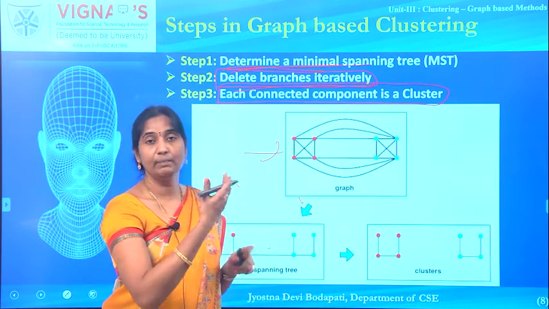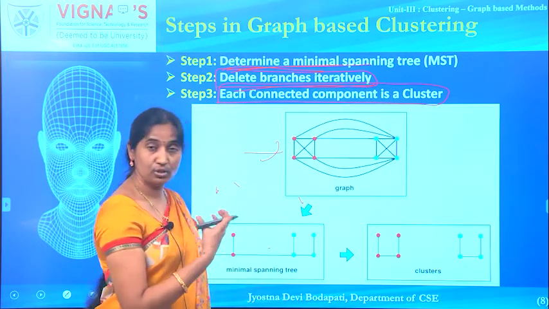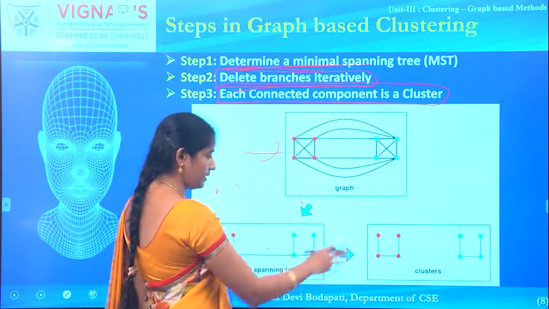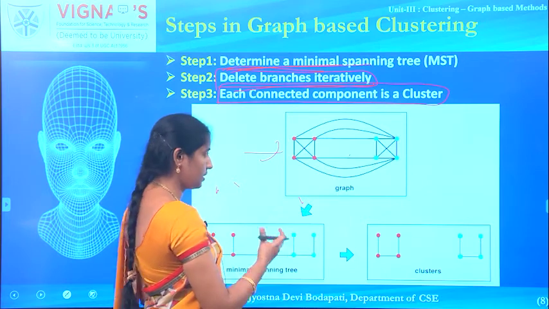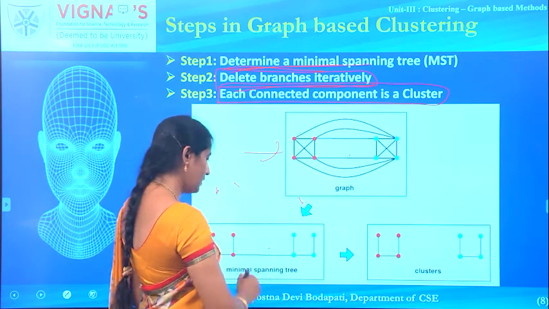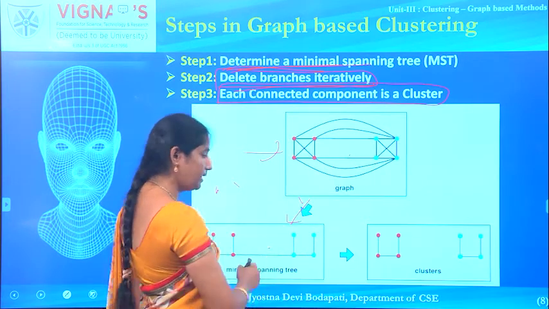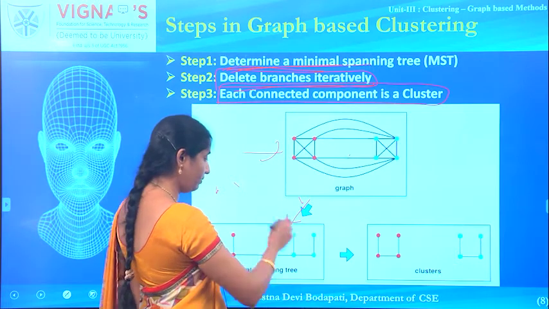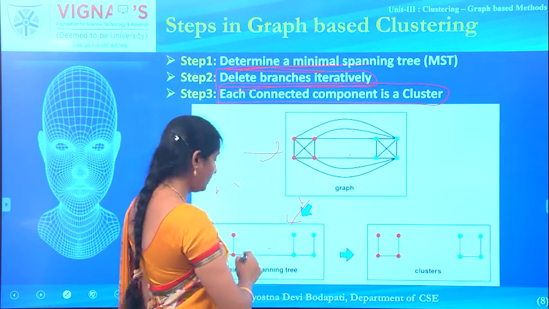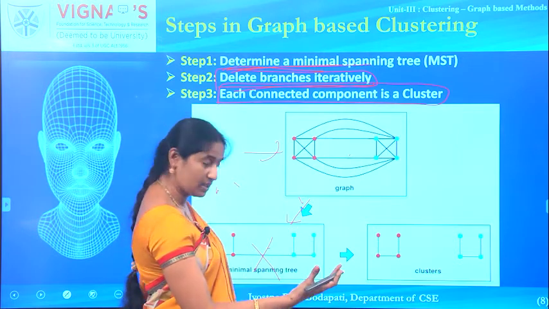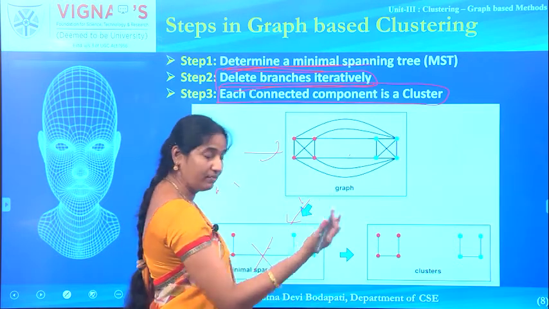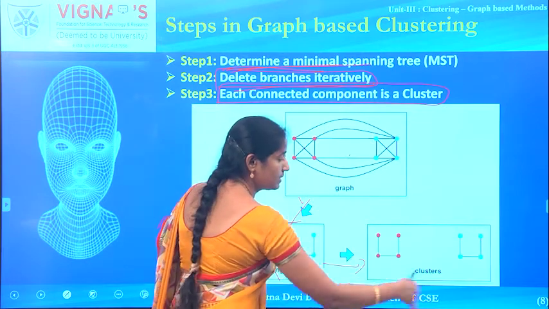So, how do we delete the branches iteratively, that we need to discuss in detail. Consider this example. This is the graph which is constructed with this set of given objects. Then this is the minimal spanning tree that we derived based on this graph. Once that is done, assuming that I am deleting this branch, following one of the available techniques, then this is the resultant graph.